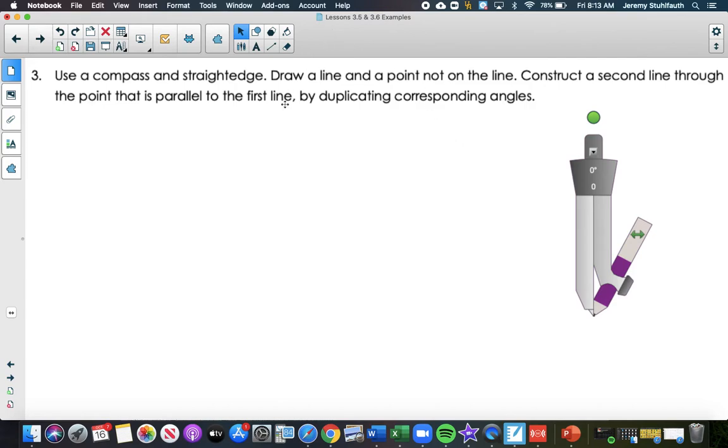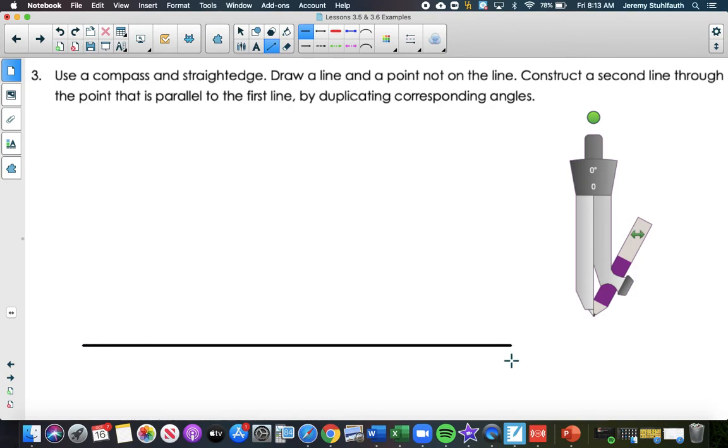So the first problem says use a compass and a straight edge. Draw a line and a point not on the line. Okay, so first take your pencil and your straight edge, draw a line. Then you're going to draw a point not on that line. So we'll say right here, there's a point. Let's label that point. We'll call that point A.